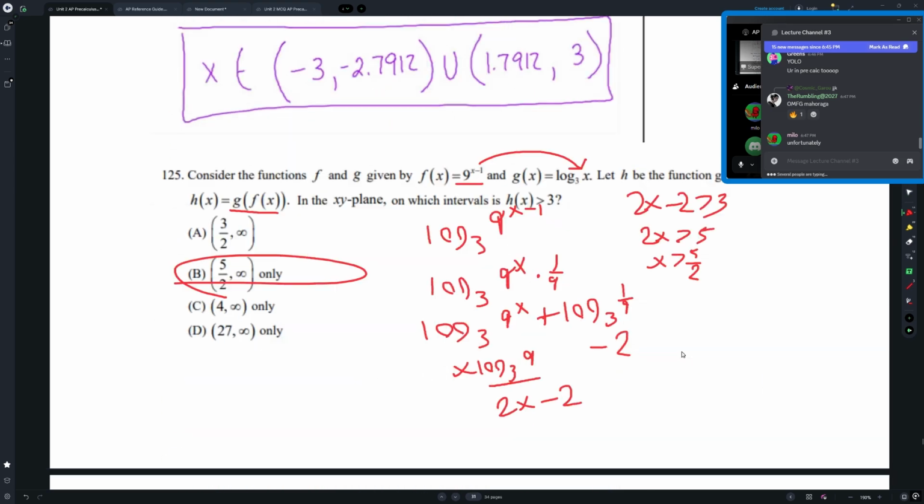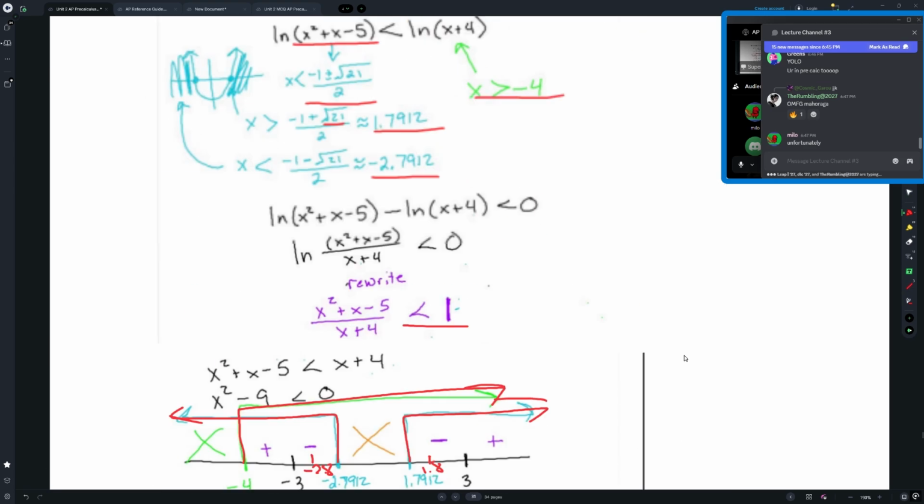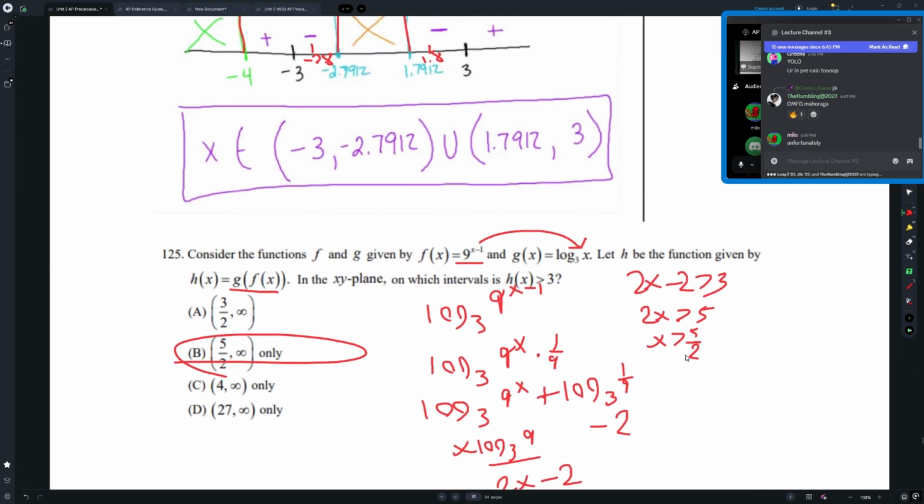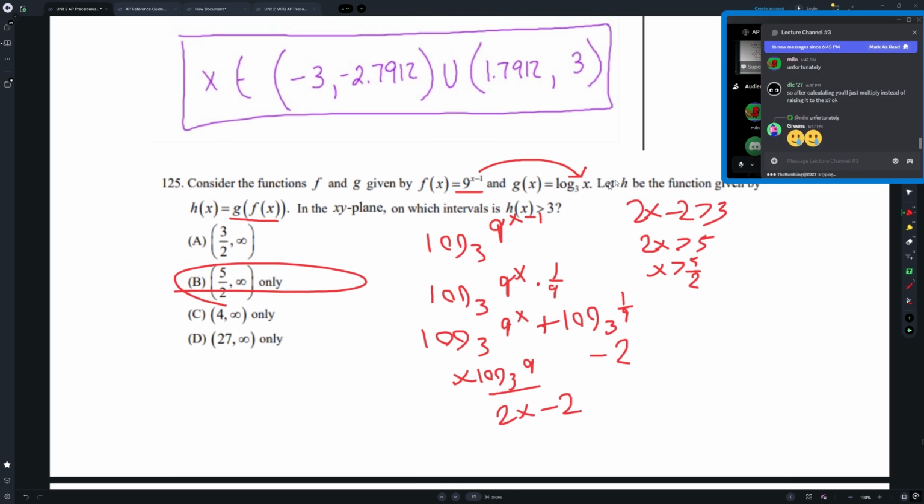Does that make sense to everyone? Wait, hold up, I went too far. Does this question make sense? Because this is the only exponential inequality one that made sense. After calculating, you'll just multiply instead of raising it to the x. It makes sense? Okay.